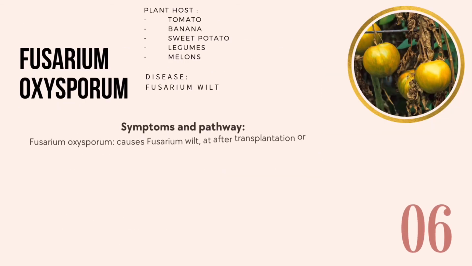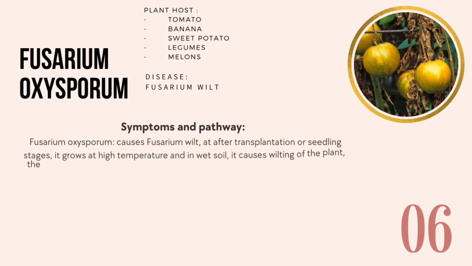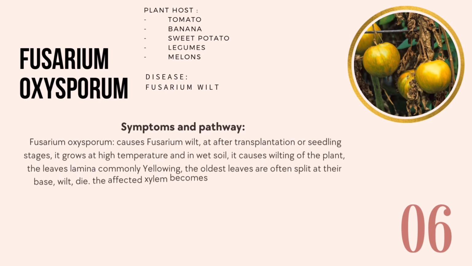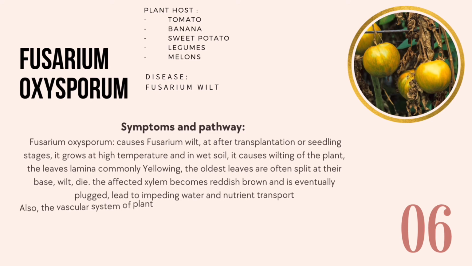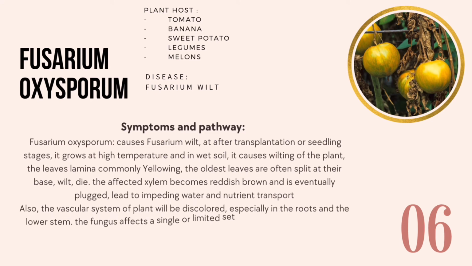Moving on to Fusarium oxysporum, the plant hosts that it infects are tomatoes, bananas, sweet potato, legumes, and melons. The disease that it causes is Fusarium wilt. Symptoms and pathway. It causes Fusarium wilt after transplantation or seedling stages. It grows at high temperature and in wet soil.